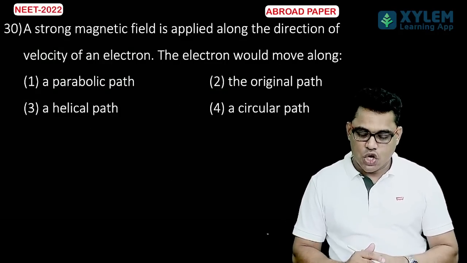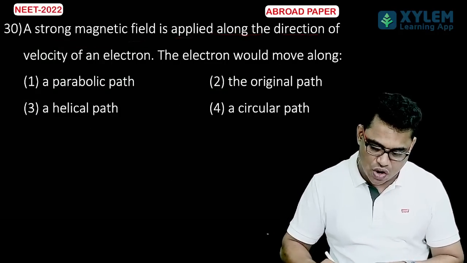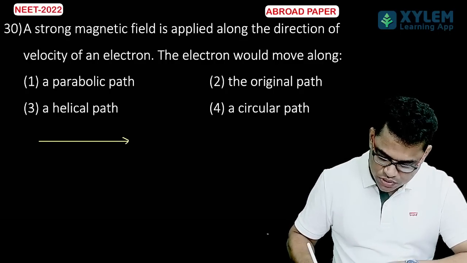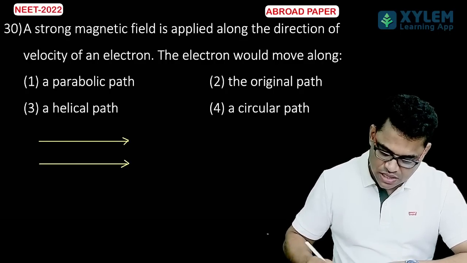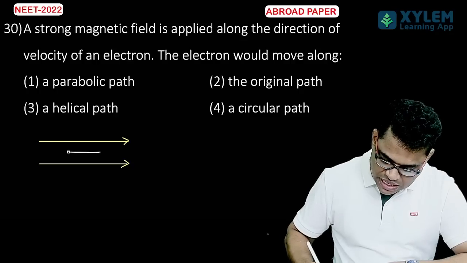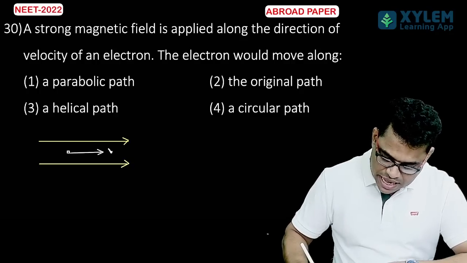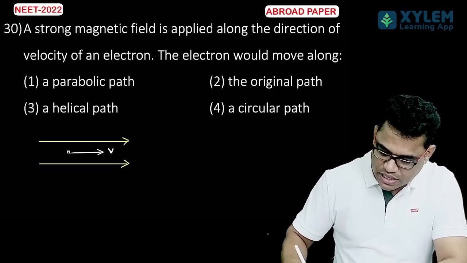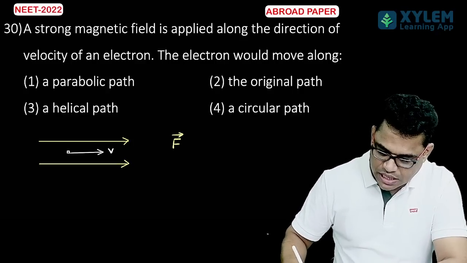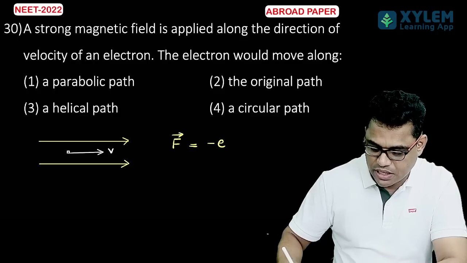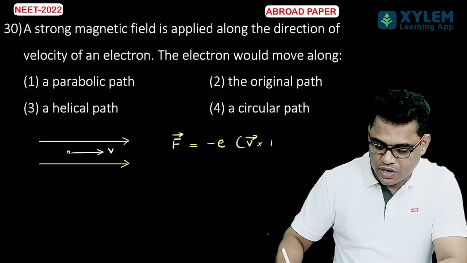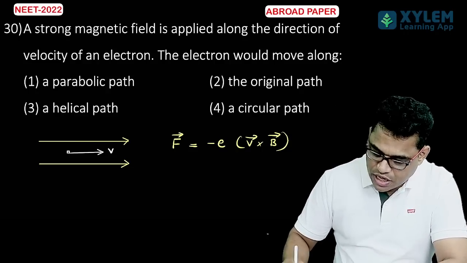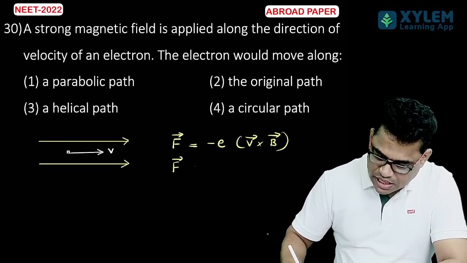30th question. A strong magnetic field is applied along the direction of velocity of an electron. The electron would move how? Here is a magnetic field. Suppose an electron is moving with a certain velocity v in the direction of the field. What is the force acting on it? The force on this electron is Q V cross B, where Q is minus e. Remember that V and B are in the same direction, therefore V cross B is 0. Therefore, the force acting on the electron is 0.